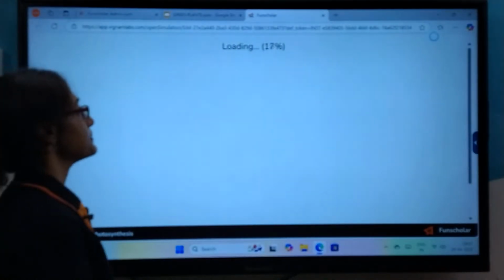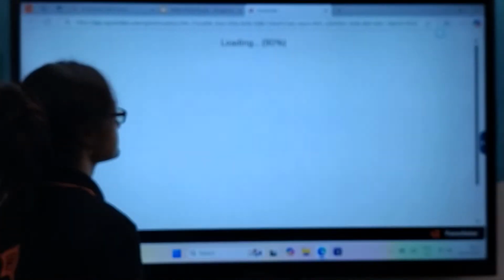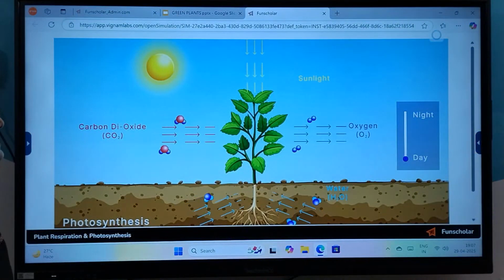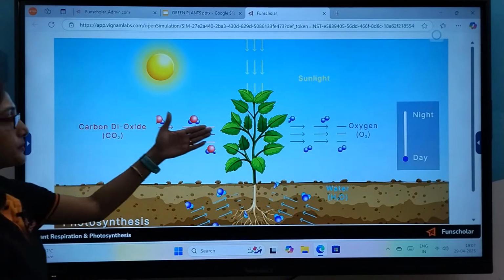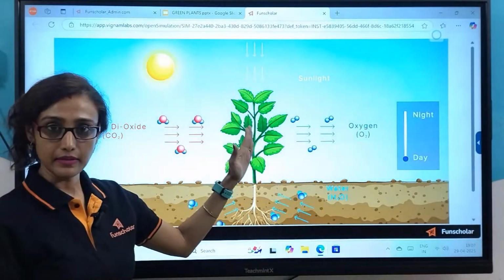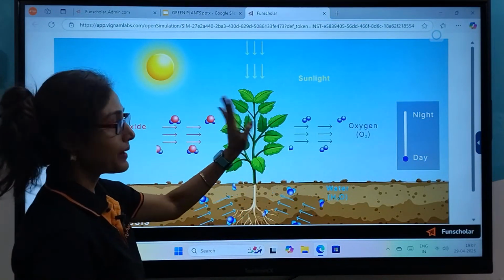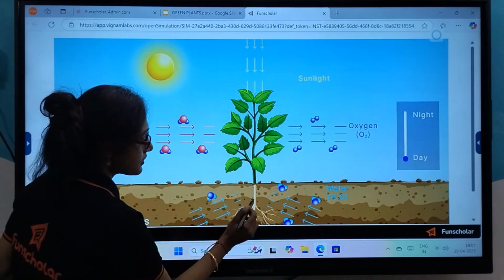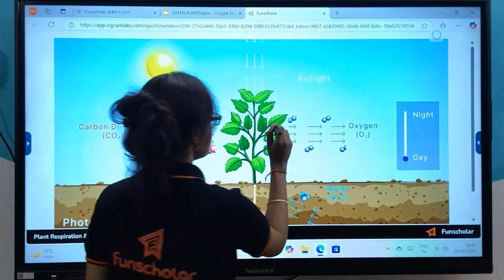Okay, now let us see a simulation on photosynthesis. See, during daytime, what is happening? Carbon dioxide is being taken by the leaves. Okay? Sunlight is being taken by the leaves. Okay? The roots absorb water and send it to the leaves. Now let me zoom.